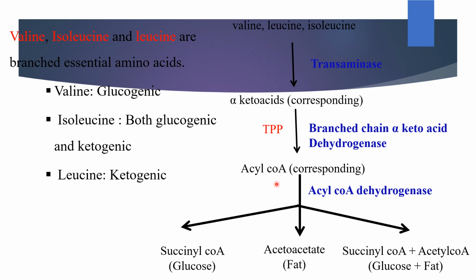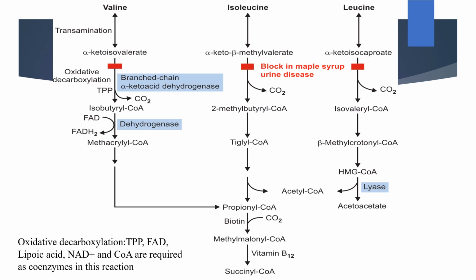Then, moving on to the end products: the end product of valine is succinyl coenzyme A, which is a precursor for synthesis of glucose, while acetoacetate is derived from leucine, which is exclusively ketogenic in nature. Then the end products of isoleucine are succinyl coenzyme A and acetyl coenzyme A. So that's how it is both glucogenic as well as ketogenic. So this is a clearer account of metabolism of all these three branched chain amino acids.